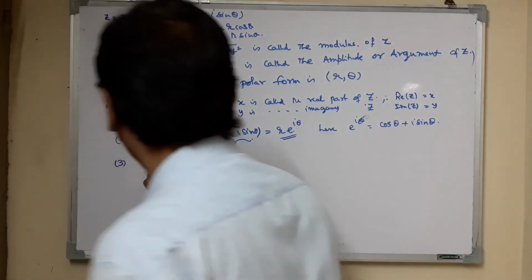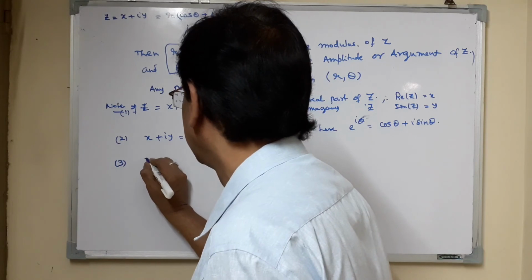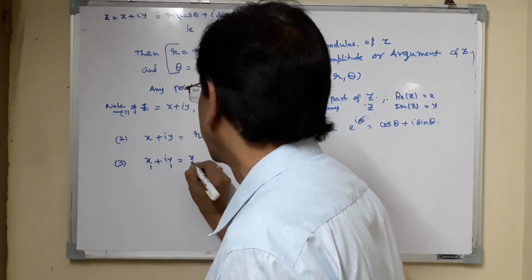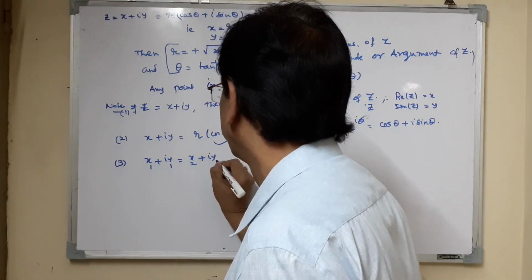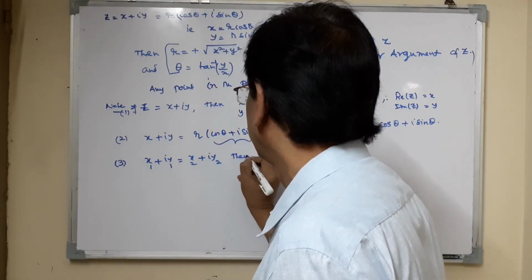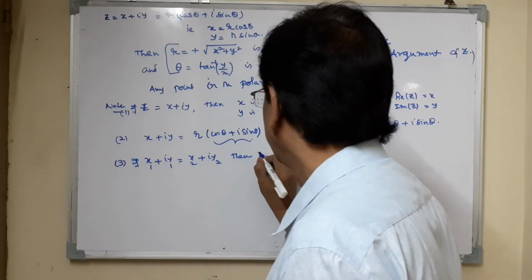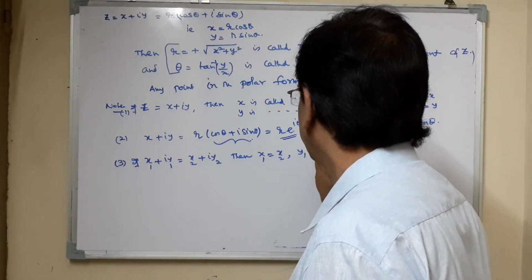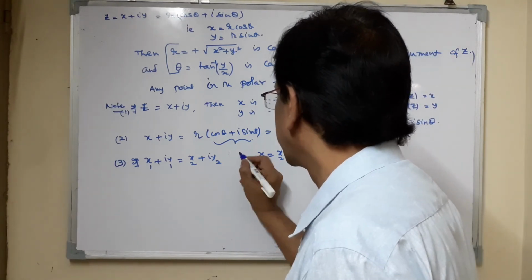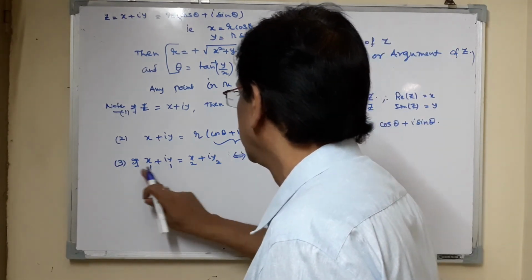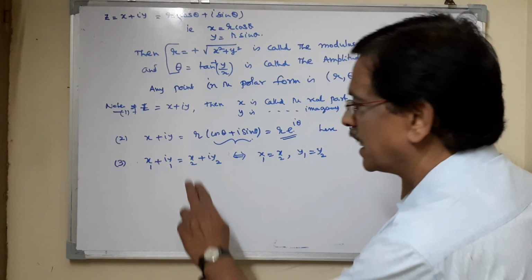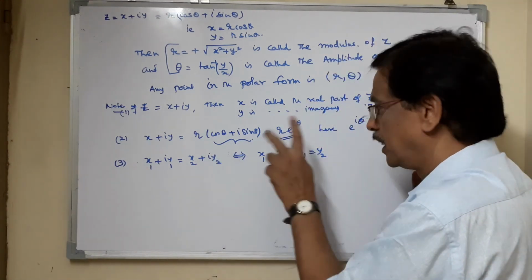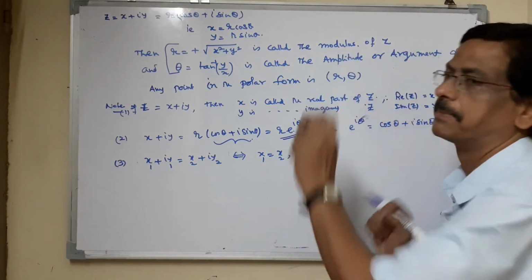And the simplest fact for this: x1 plus iy1 is equal to x2 plus iy2, then x1 is equal to x2, y1 is equal to y2. Actually, I can say this is if and only if, a simple fact. If two complex numbers are equal, their real parts are equal, their imaginary parts are equal.